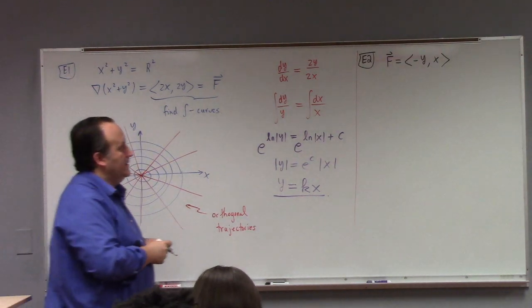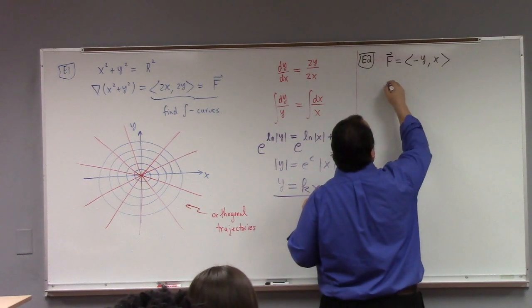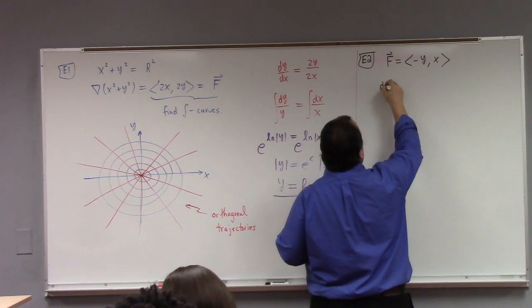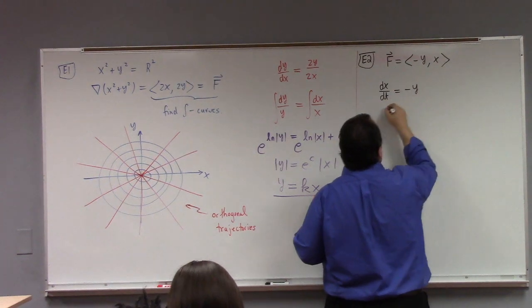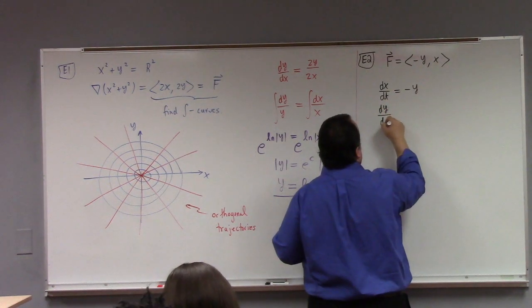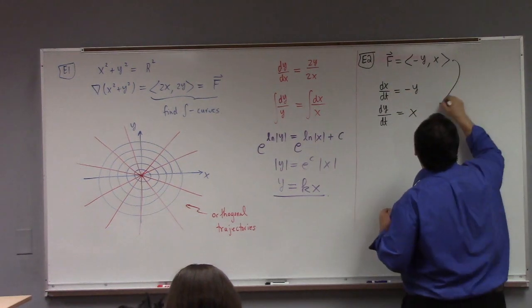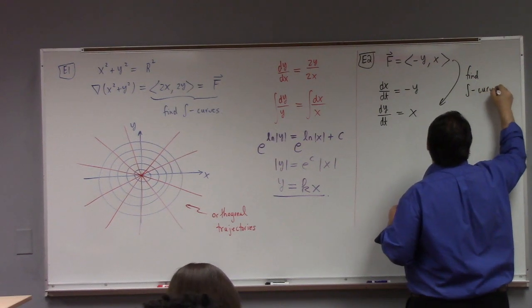All right, so what we'd be looking for, well, let's do it two different ways. We're going to do it the parametric way first. So the parametric way, we'd be having to solve dx dt equals to minus y and dy dt equals to x if we want to find the integral curve. All right?